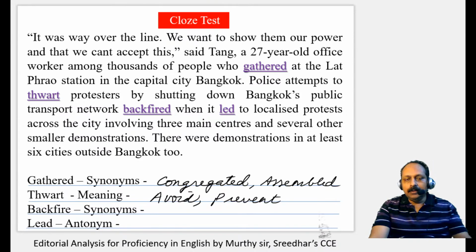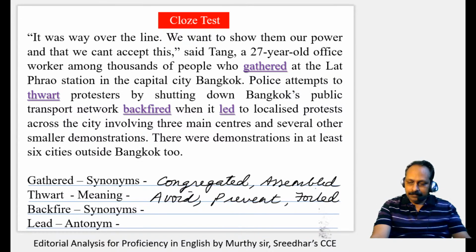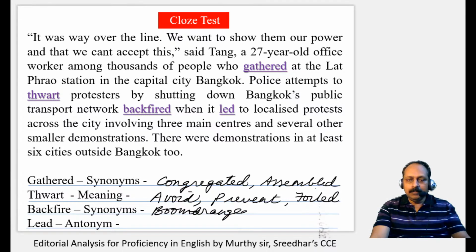What are the synonyms of backfire? Foiled, very good word. Who is that? Anendra Kumar, very good. I appreciate that. Please go to the next word. Backfire means what? Boomerang, very good. Waiting for that. Boomeranged.